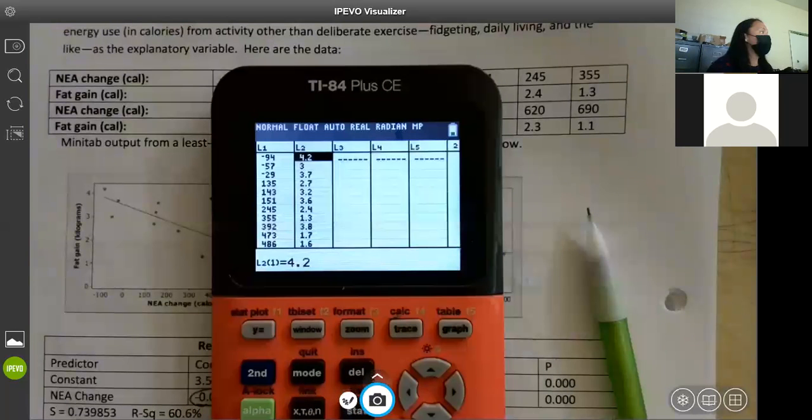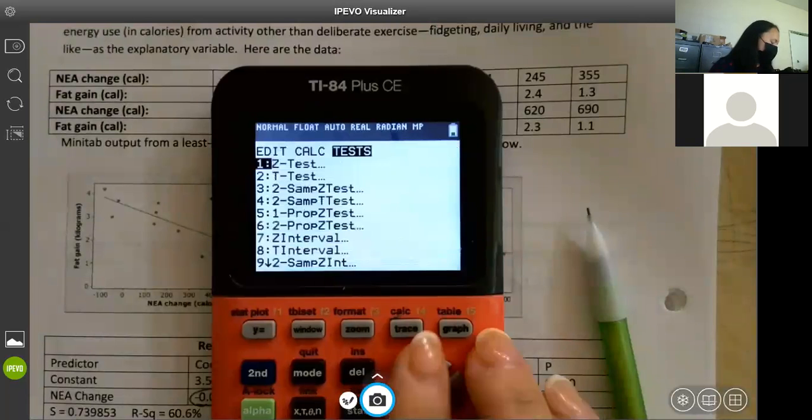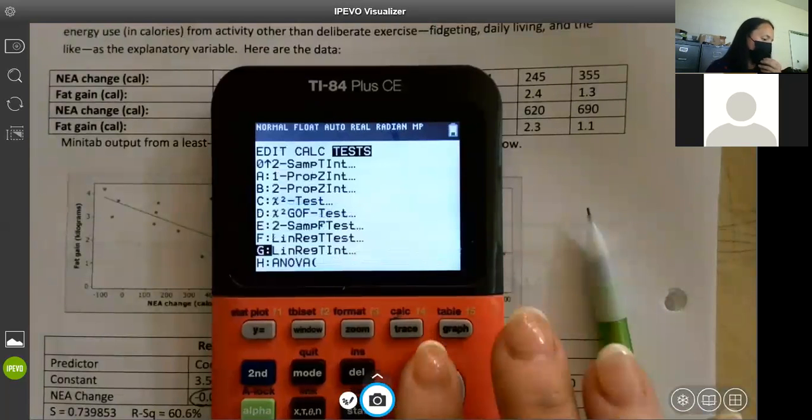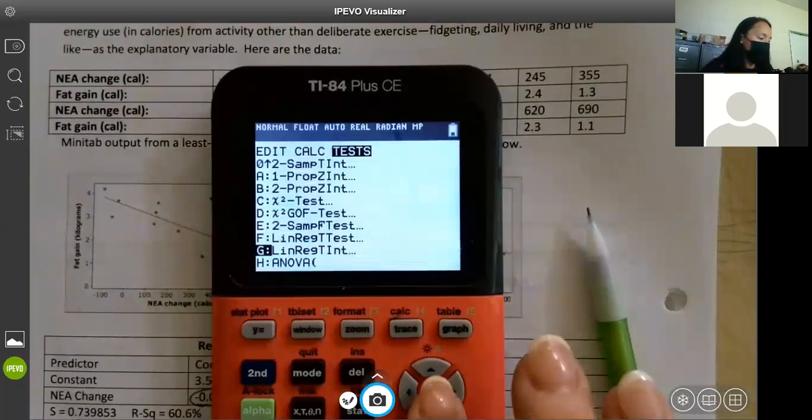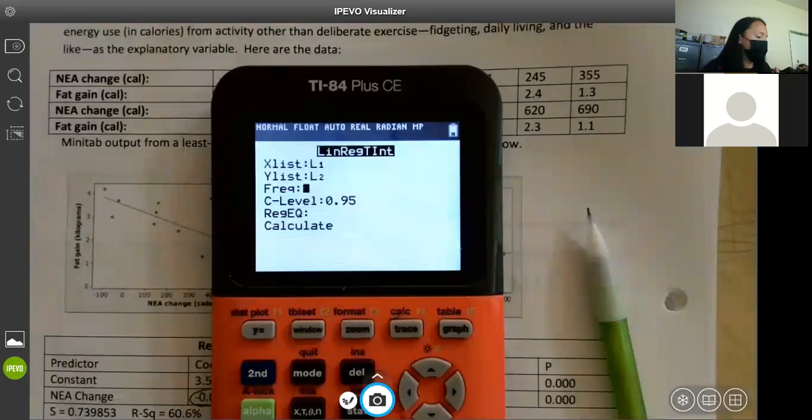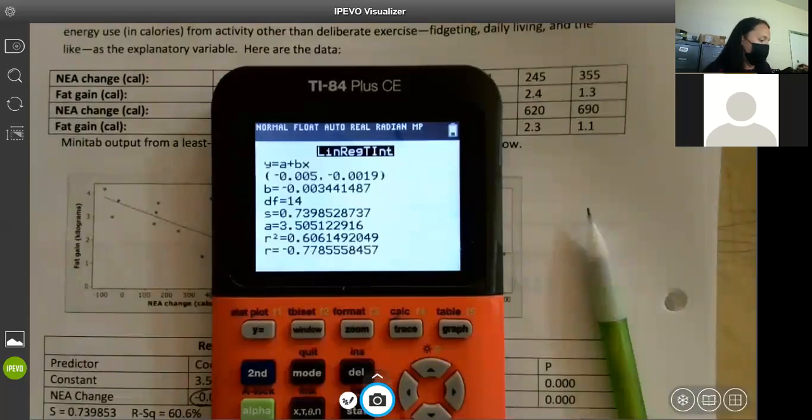All right, so you have your L1 and L2 in. You're going to go back to stat. You're going to go to tests, and it's easier if you just go up. One of them is the t-test, and one of them is the interval. We want the interval because that's what we're doing right now. When you hit enter, it asks about L1, L2. Make sure your confidence level is at 95. And then you calculate. The frequency is just one. That's it.